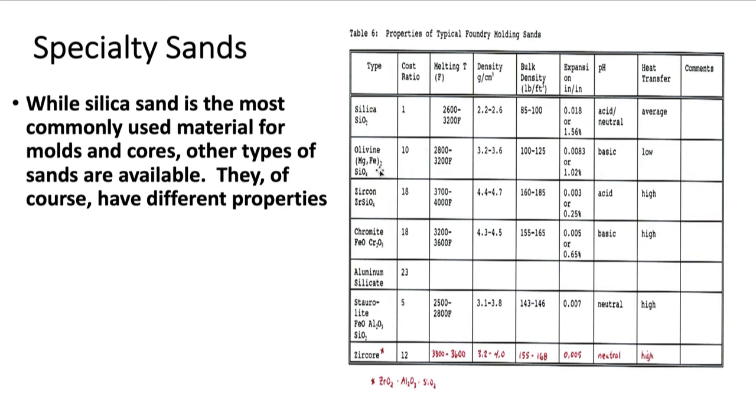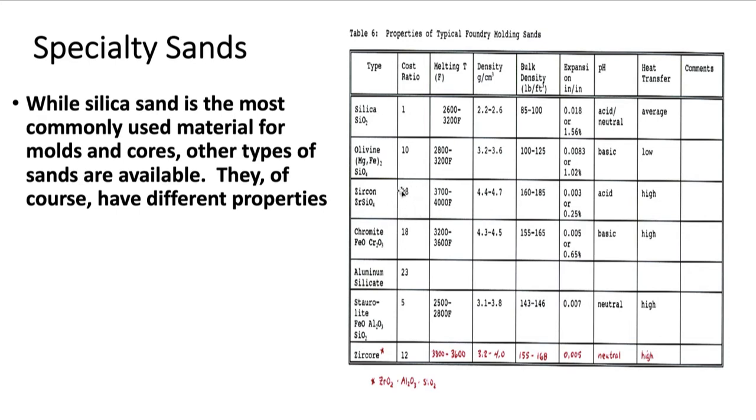Okay. So olivine sand, what is it made out of? It's magnesium iron silicate. Okay, so Mg, Fe, and SiO4. It's kind of a complex. It's a volcanic rock. It's kind of green colored, whereas silica is clear. It's a basic composition, slightly higher bulk density, and you can see it has a relatively low-ish expansion rate, inches per inch.